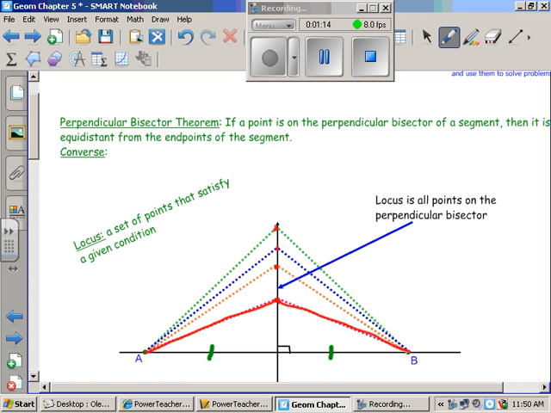We call that collection of points, this point, this point, this point, a locus. A locus is a set of points that satisfy a given condition. And the converse is also true. If this locus of points are all equidistant from the endpoints, then all those points are on a perpendicular bisector.